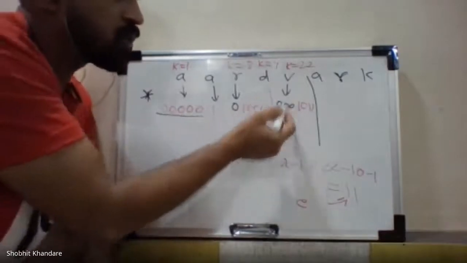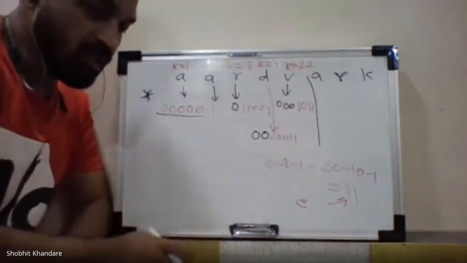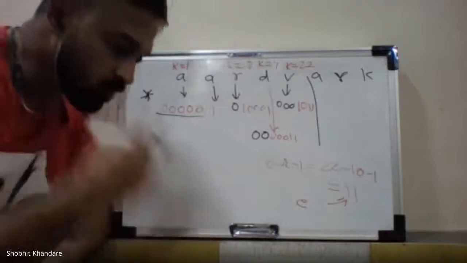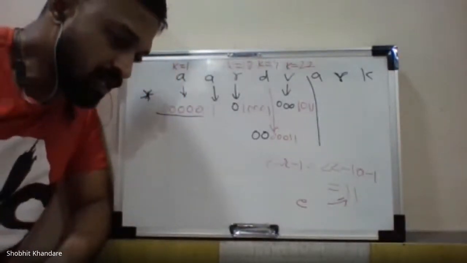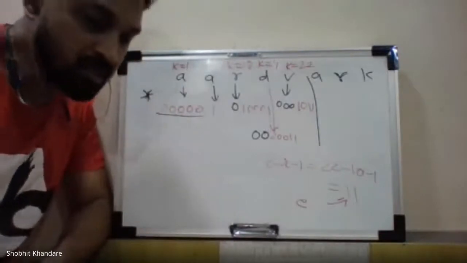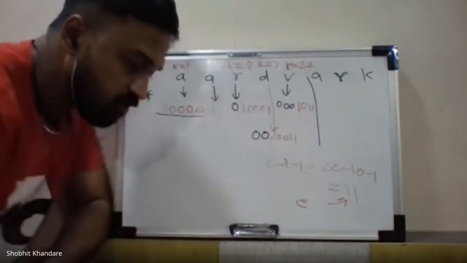Okay, so v का हो गया. Come to the a now. Whether the a has come for the first time? No, it has not come for the first time. So what are the steps? If the symbol has not come for the first time, send the code for that particular symbol. उसके लिए symbol भेज दो.